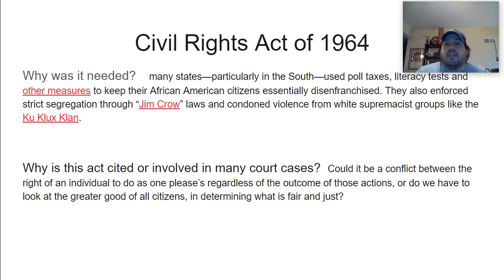Say why it's needed. Well, many states, especially in the South, they're still using those poll taxes, where they're charging people a tax so they can vote, making them take these literacy tests, but not everyone, just African Americans, and making them ridiculously hard, giving them time limits, and making it so they can't vote. I said it before, but these are going to be known as Jim Crow laws. There's also going to be the white supremacist group, like the Ku Klux Klan, running around acting violently against African Americans. So the Civil Rights Act of 1964, that's why it was needed to combat all of that.